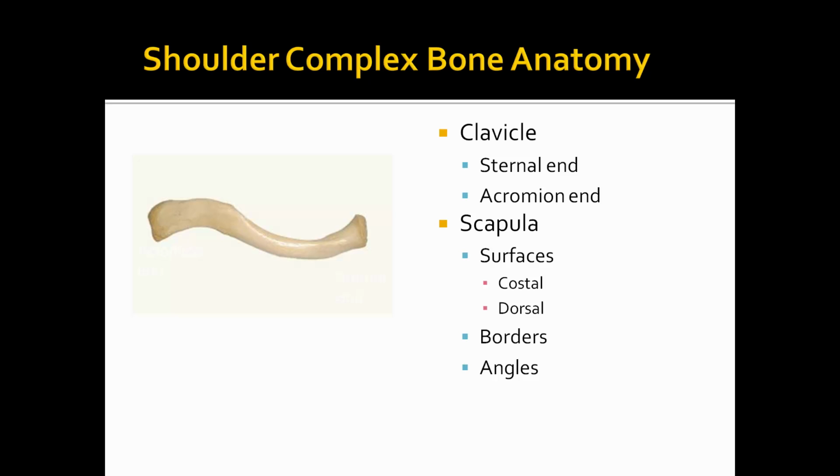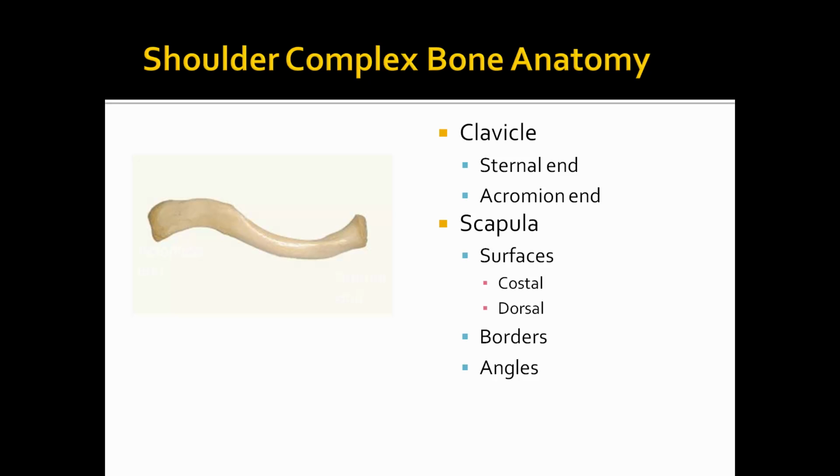Your clavicle, also known as your collarbone, everyone kind of knows what that is, right? It has two different ends. You have a sternal end and an acromion end. Pretty simple if you break it down. The sternal end articulates with the sternum. The acromion end articulates with the acromion.